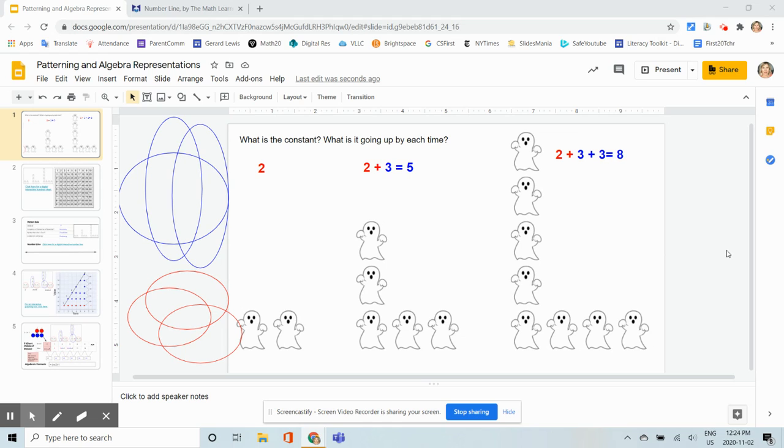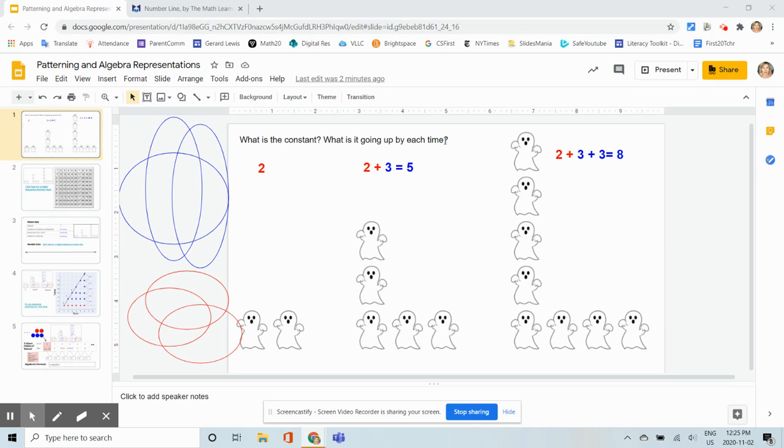So for the sake of trying to keep this as quick as we can, I have a visual pattern here from the website visualpatterns.org. And I pulled up this linear growing pattern right here. And that is what we're focusing on to start, our linear growing patterns. I am identifying with the students what the constant is and what it is going up by each time. And we're showing this pattern in a lot of different ways.